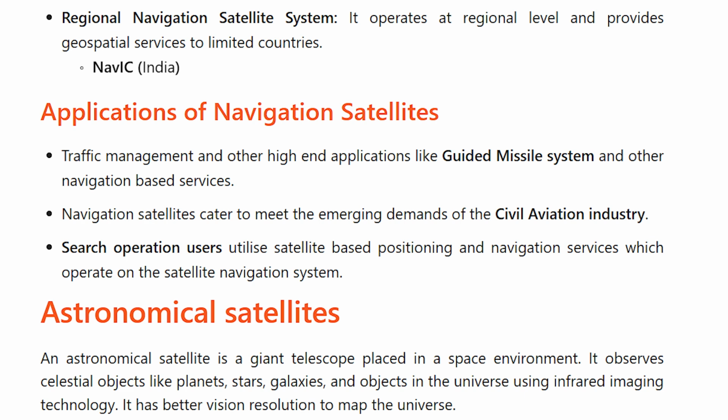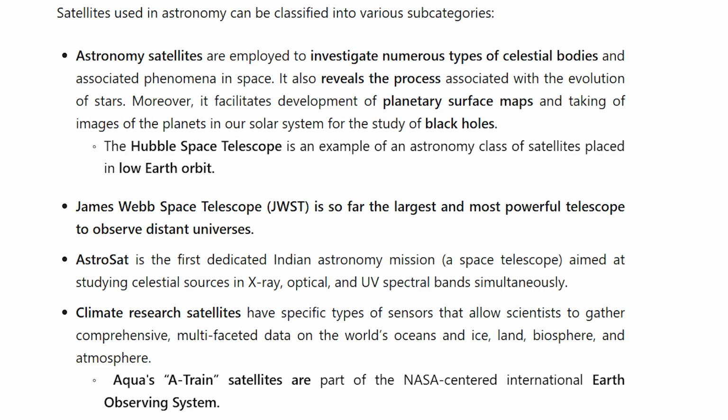Astronomical satellites: an astronomical satellite is a giant telescope placed in a space environment. It observes celestial objects like planets, stars, galaxies, and objects in the universe using infrared imaging technology. It has better vision resolution to map the universe. Satellites used in astronomy can be classified into various subcategories.